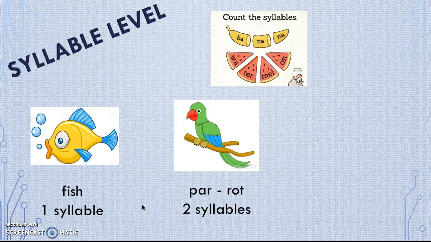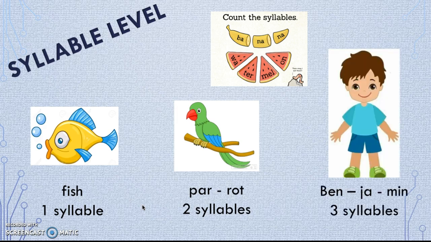In parrot, it's got the "a" and the "o," so it actually has 2 syllables. And same with something like Benjamin, which has 3 syllables. You can see on the slide that each syllable has a vowel sound. Clapping and tapping activities help children learn syllable awareness. They can start learning to segment their name in preschool.